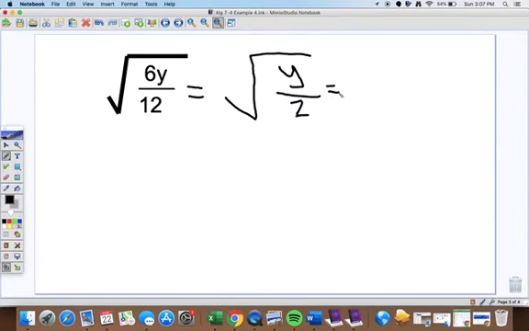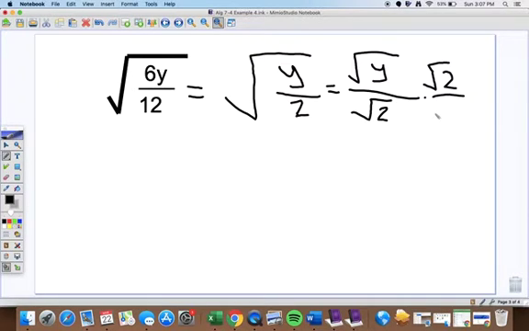So that breaks down to splitting it apart to this. And then what we discussed is we don't want a radical sign down here, so we're going to take this and multiply both the top and the bottom by what's on the bottom. So the square root of 2.